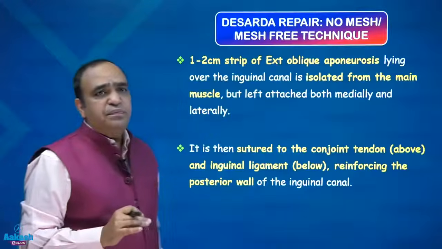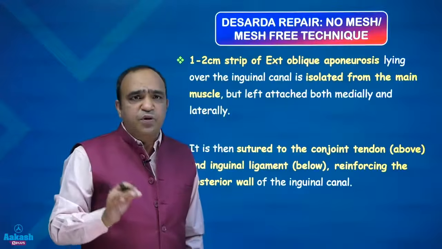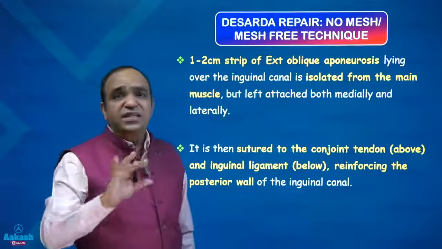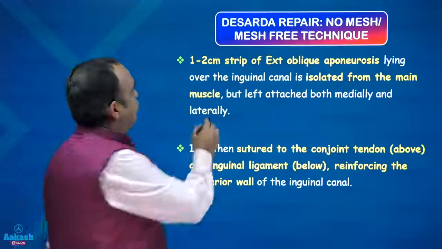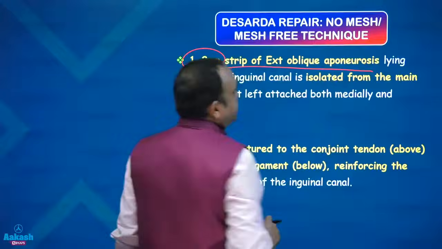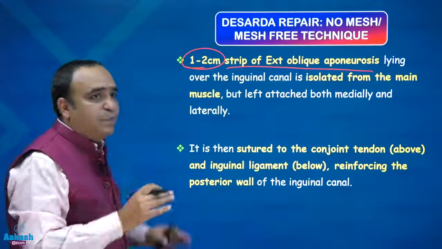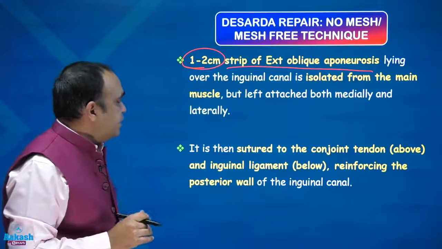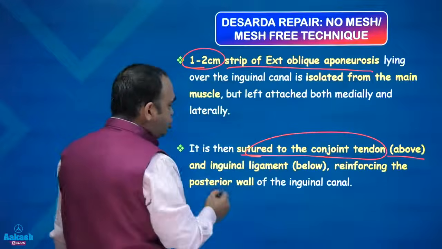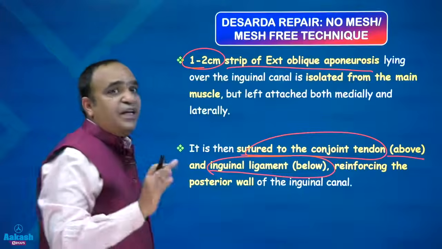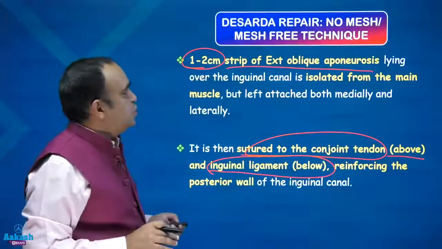Now the Desarda repair, you should know about it, it is recent. Desarda is a type of herniorrhaphy. Local tissues are used. It's creating a local mesh, a strip of external oblique aponeurosis, around 1 to 2 centimeters of external oblique aponeurosis strip is divided. It's isolated from the main muscle, but it's attached on the medial and the lateral end, and then it is sutured like Bassini's, sutured on one side to the conjoint, lower side to the inguinal ligament, like a mesh, right, or like a Bassini's repair. So that's how it takes care of the posterior wall defect.